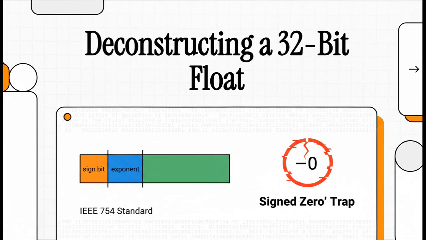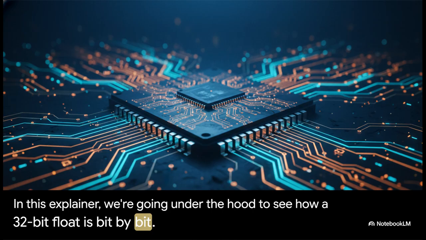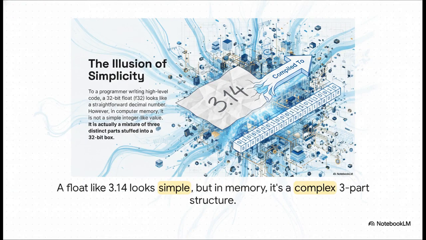the signed zero trap. So in our last explainer, we kind of looked at floating point numbers from a 30,000-foot view. But now it's time to get our hands dirty. We're going right under the hood to see exactly how a 32-bit float is put together bit by tiny bit. When you write something like float x = 3.14 in your code, it feels so simple, right? But that simplicity, it's really just an illusion.